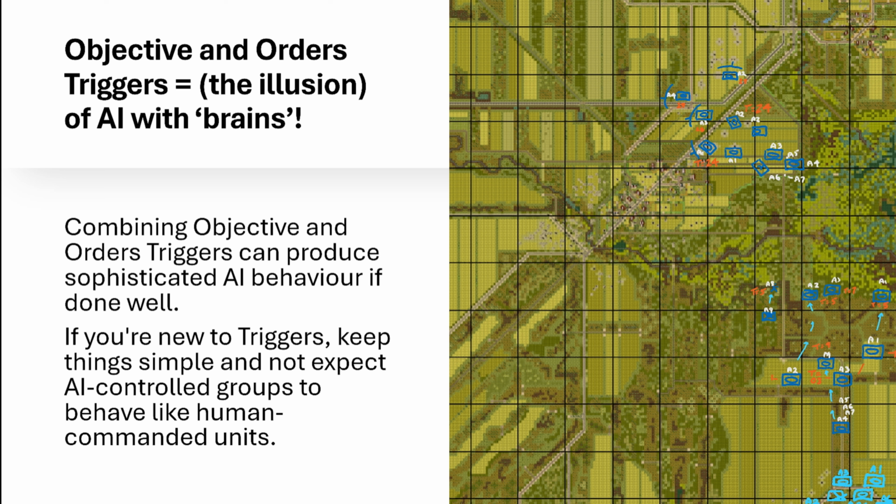Objective and orders triggers, the illusion of AI with brains. So combining objective and orders triggers can produce some sophisticated behaviour if done right. But for now, if new to using triggers, my best advice is just keep it simple. And don't expect AI control groups to operate like those under human control would do. Just ain't going to happen.